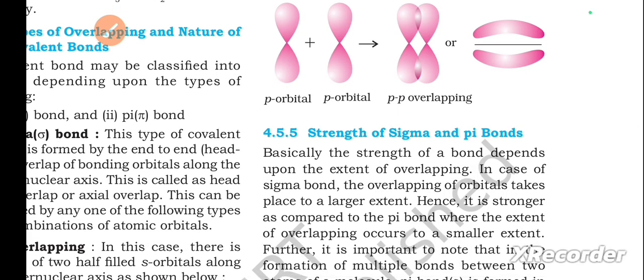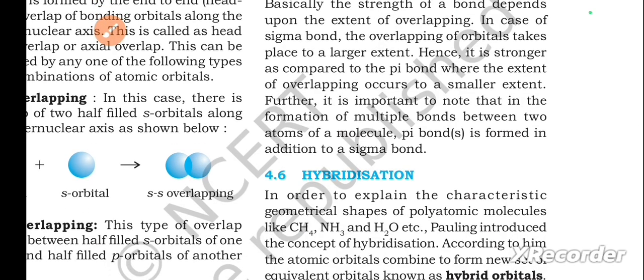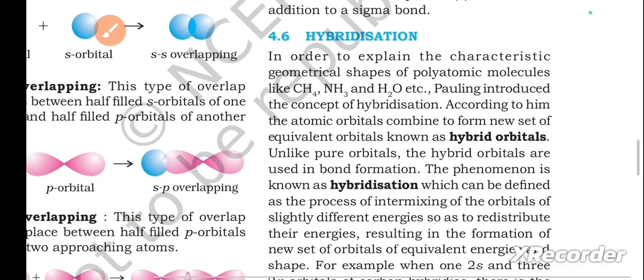Basically, the strength of the bond depends upon the extent of overlapping. In case of sigma bond, the overlapping of orbital takes place to a larger extent. Hence, it is stronger as compared to the pi bond where the extent of overlapping occurs to a smaller extent. Further, it is important to note that in the formation of multiple bonds between two atoms of the molecule, pi bond is formed in addition to the sigma bond.